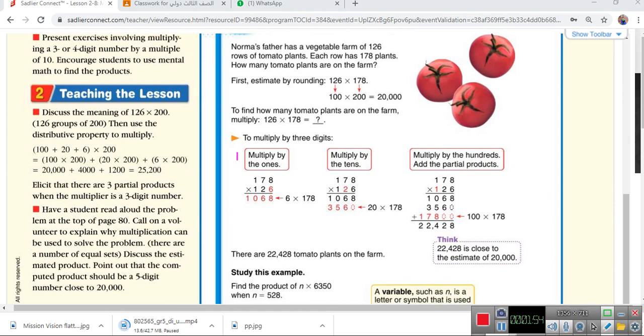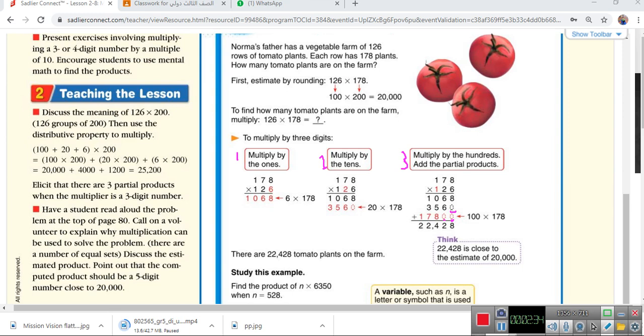Step number 1 is to multiply by the ones, then multiply by the tens, and number 3, multiply by the hundreds, then add the partial products. So we have to do it step by step. Step number 1, multiply by ones. Step number 2, multiply by tens, and step number 3 is to multiply by 100, then make the addition process. And as I told you, Habibi, don't forget to add a 0 here and 2 zeros here. Don't forget to align the digits and add the zeros.